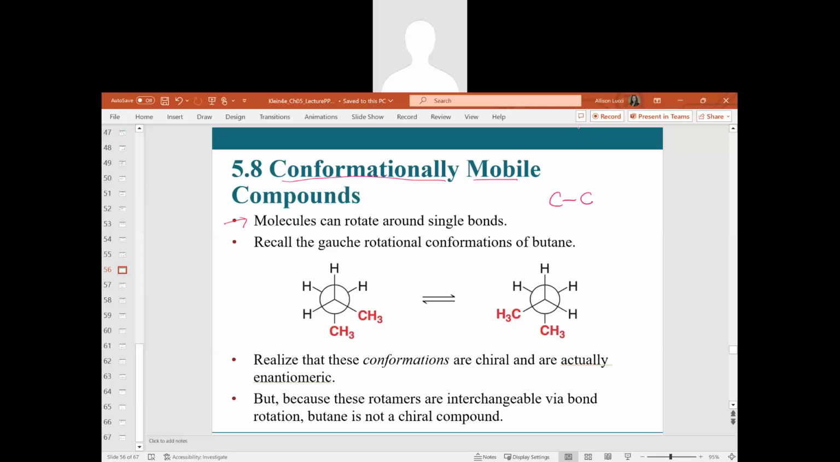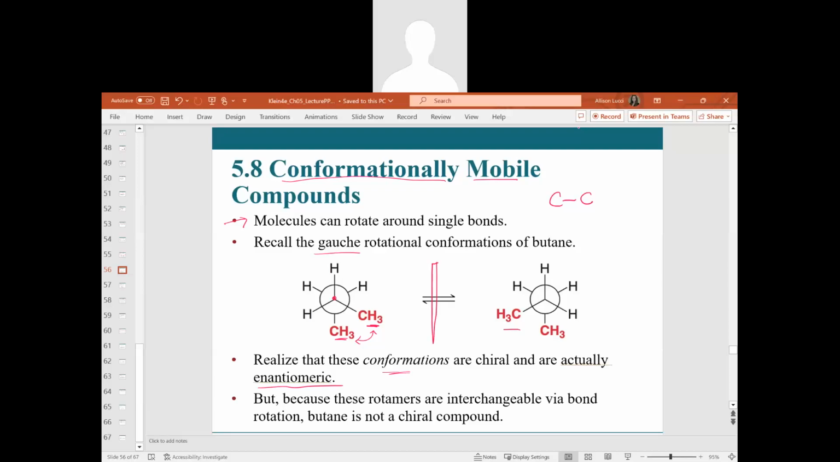We've seen in the past this gauche rotational conformation of butane. We see the two methyl substituents on our front and our back carbon will be next to each other, or adjacent to one another. What we should realize by looking at these two conformations, if we were to try and put a mirror here and reflect one upon the other, is that we would think these are enantiomers, right? Enantiomeric in these two conformations.